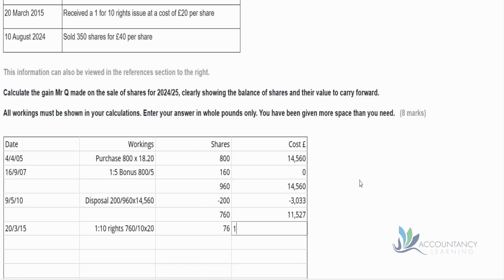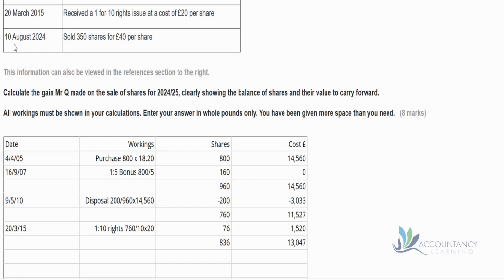So we'll have a cost of £1,520 in this case. Okay, that's the 76 multiplied by £20. So let's do our subtotal. So we have 836 shares now with a total cost of 13,047.